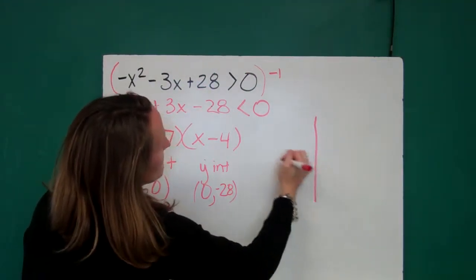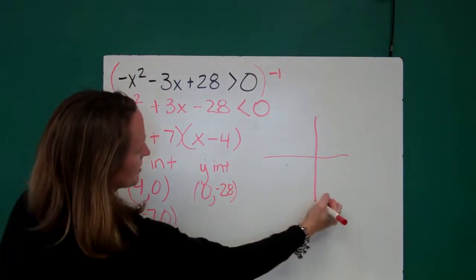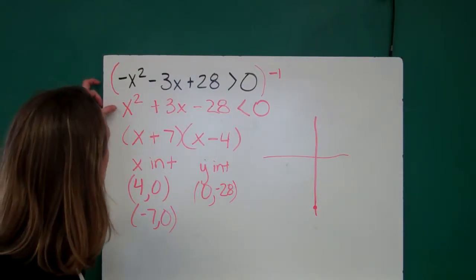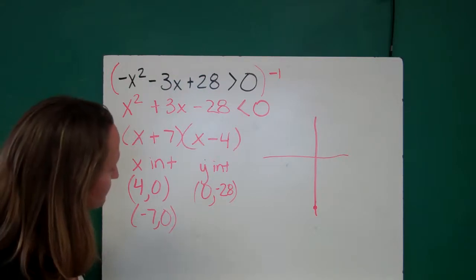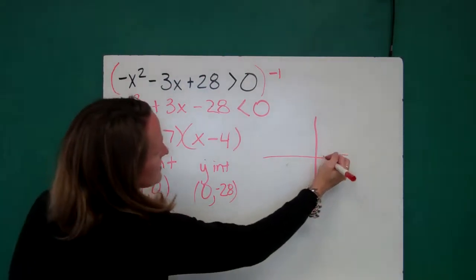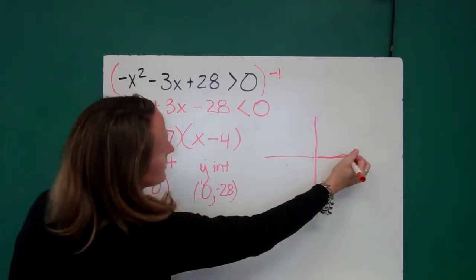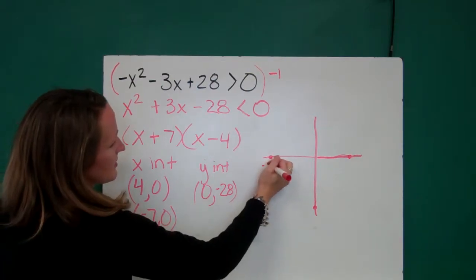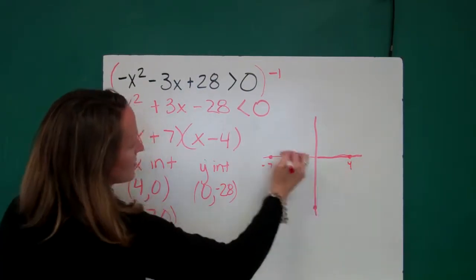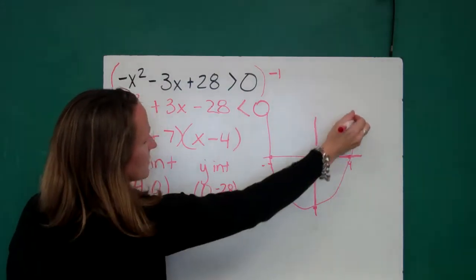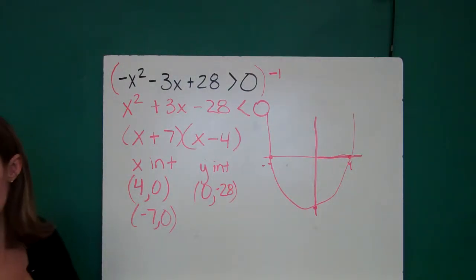So when we graph it, our y is going to be way down here, and we know it has a minimum now. We've got an x over here at 4. We have one over here at negative 7.